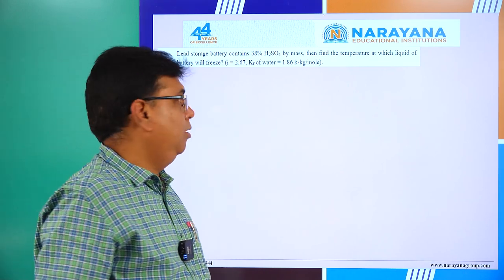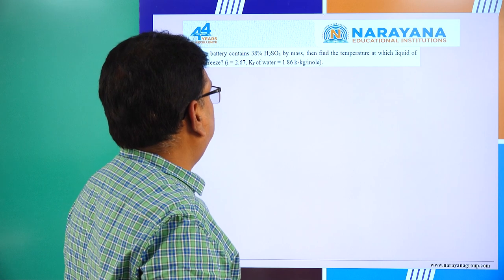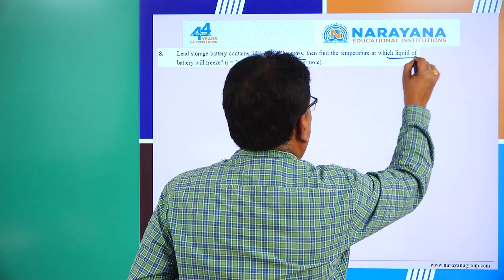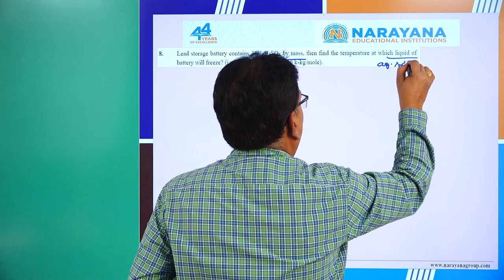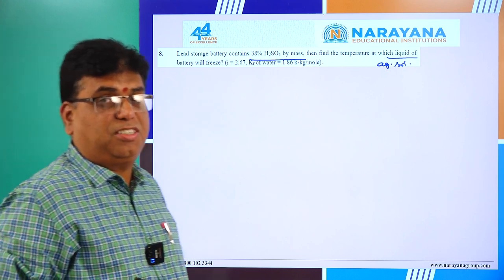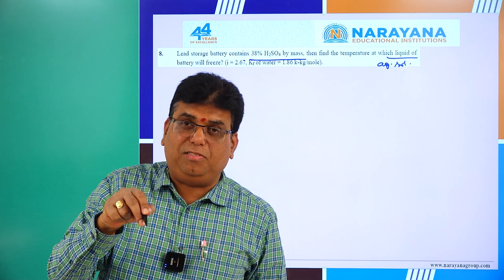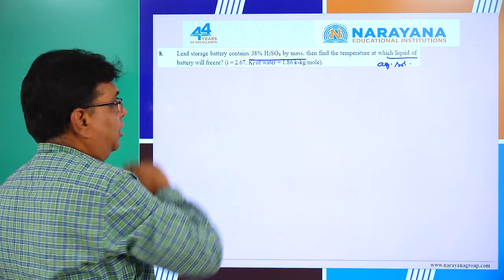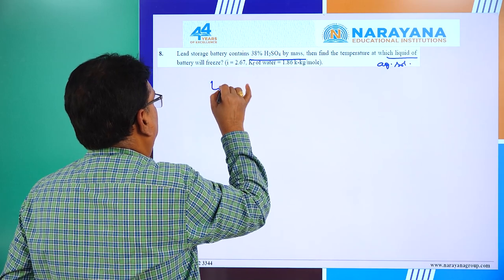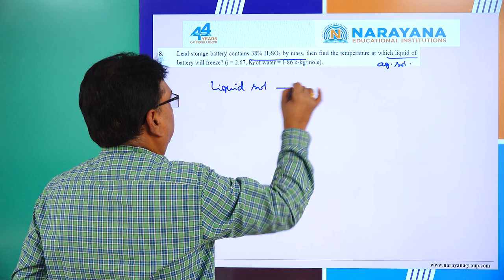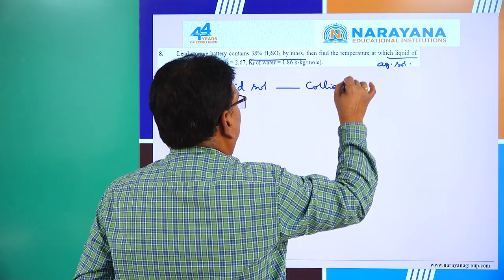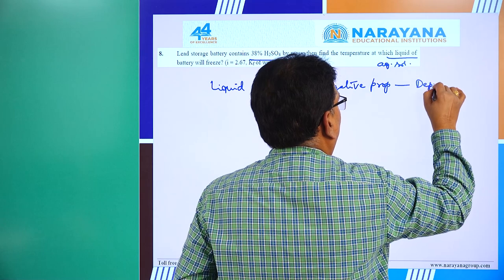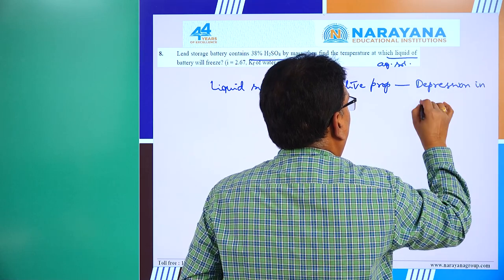Next, this is a very good question. Lead storage battery contains 38% sulfuric acid by mass. Find the temperature at which the battery will freeze. Basically here it is an aqueous solution of sulfuric acid. This is in electrochemistry, the lead acid battery, the electrolyte we use, that is being given under colligative properties. So this is basically the liquid solutions chapter, colligative properties, and depression in freezing point concept.